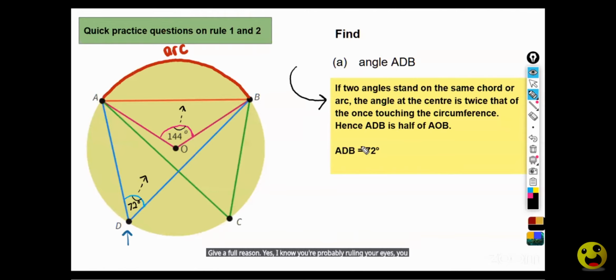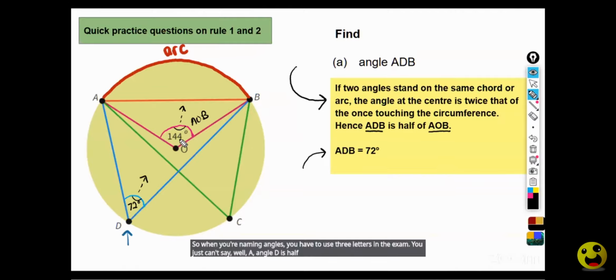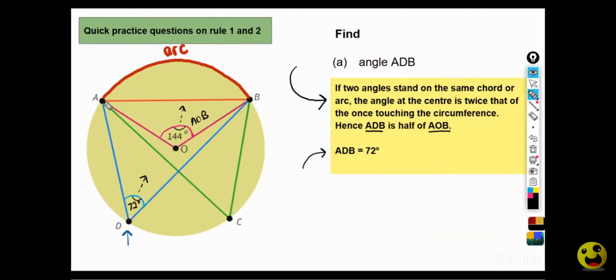You have to write a small paragraph, a statement of how you arrived at the angle ADB being 72, right? And when you're quoting angles, you have to quote 3 letters. You can't call this angle O. It is AOB, because the angle starts at A, the middle is O, the 144, and the angle extends out to B. So when you're naming angles, you have to use 3 letters in the exam. You can't just say angle ADB is half of angle O. Angle O's official name is AOB.